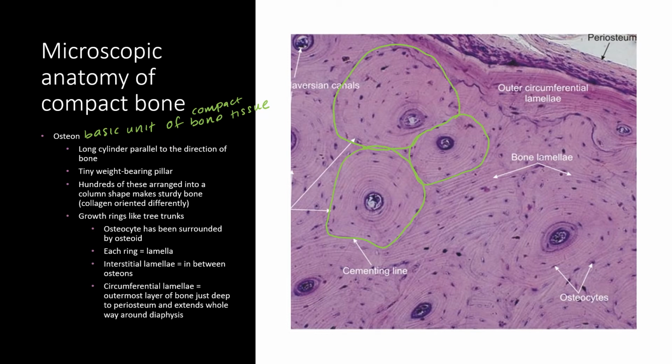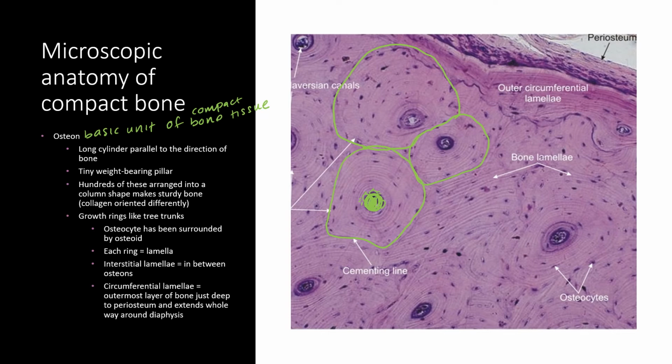And this is a cross section, so you don't see the length of them so much. It's like if you cut down a tree and you looked at the stump. These are tiny, tiny weight-bearing pillars, and they're arranged into the column shape to make the bone sturdy against stress of gravity. The collagen inside of these layers is organized in a slightly different way, but overall, the osteon takes this cylindrical shape. They have growth rings like tree trunks. In here, you have a central canal, which has blood vessels and nerves. And then you have some osteoblasts. They're laying down matrix actively around them.